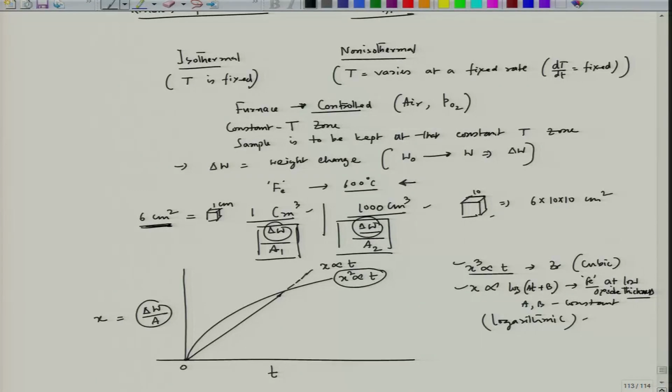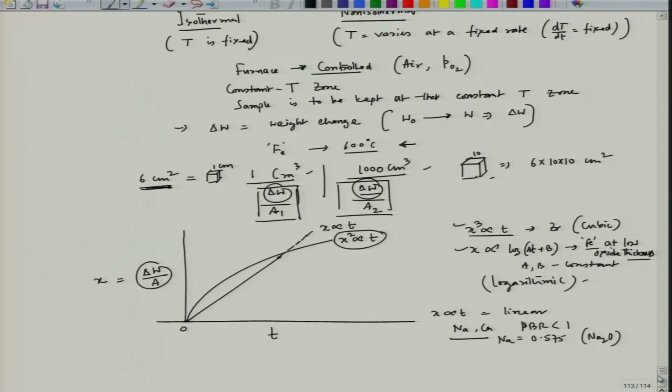Now, we can see that the linear law is possible for sodium or calcium, where I could see that the PBR ratio is less than 1. For example, in case of sodium this PBR ratio is 0.575, where the oxide is nothing but Na2O. When the PBR ratio is less than 1, that means the surface is not covered with oxide. So, I have easy access of oxygen to the metal.